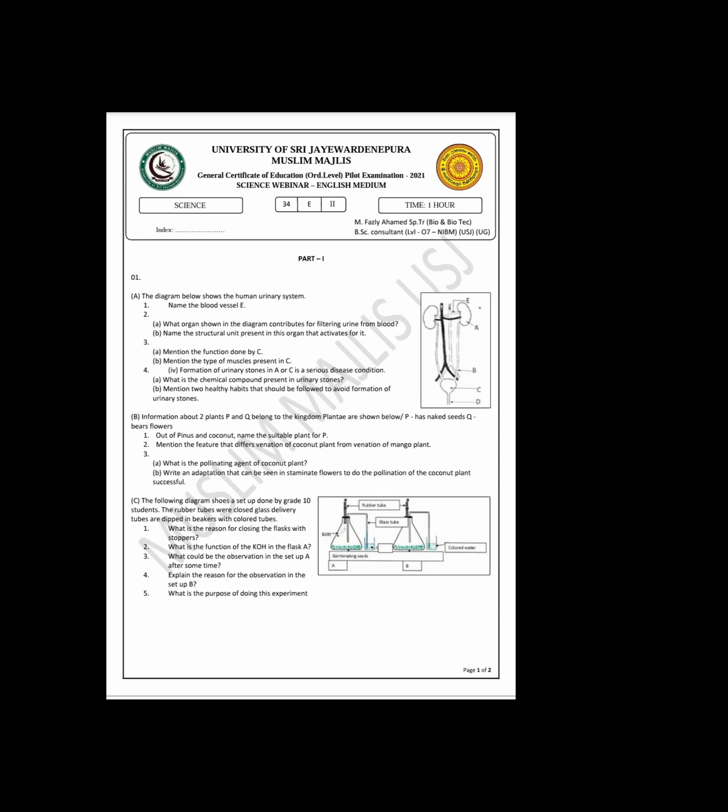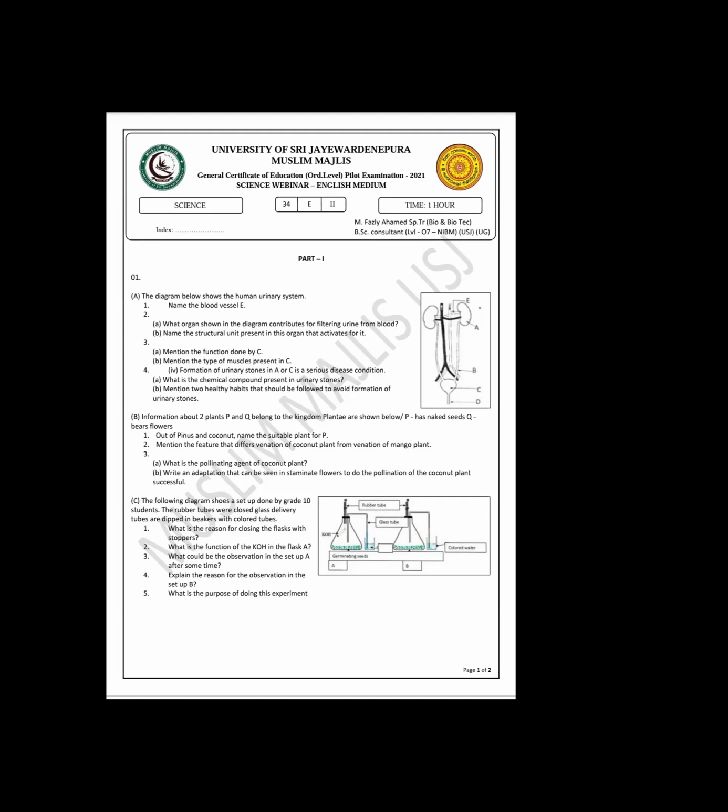The second one. What is the function of the KOH in the flask? KOH, potassium hydroxide. It can give color. What could be the observation in the setup of A after some time?